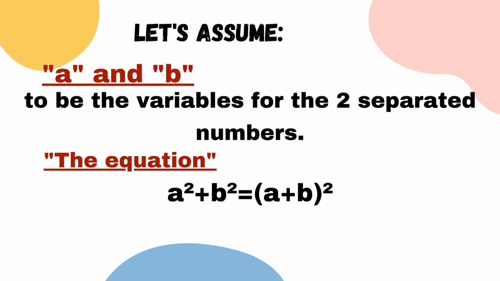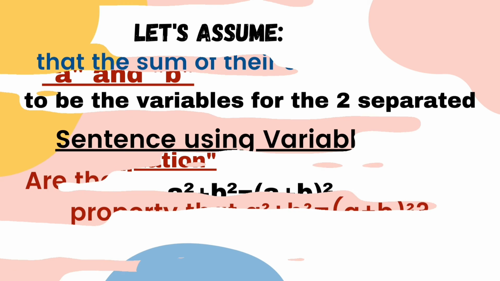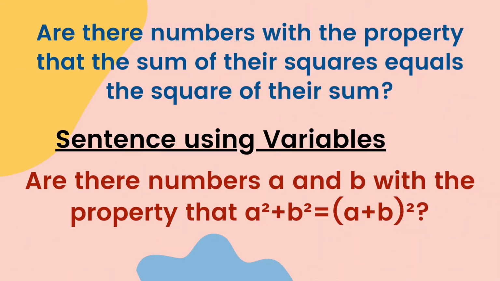Following all of our investigation, we can vividly infer that the equation in the sentence is represented as a squared plus b squared equals (a plus b) squared. Now knowing the variables to be used in the sentence, we can substitute the wordy expression of the sentence with variables. The question, are there numbers with the property that the sum of their squares equals the square of their sum, can be transformed into: are there numbers a and b with the property that a squared plus b squared equals (a plus b) squared. Alright. We have made a sentence using variables.